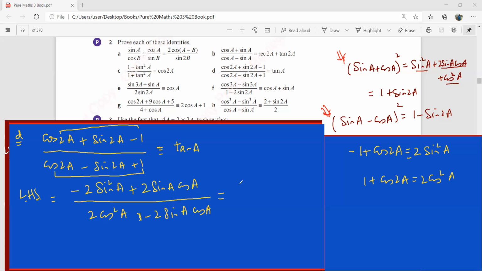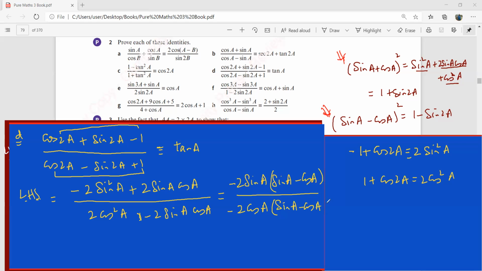Okay, so I'm going to take minus 2 sine a common from the numerator. So I have sine a and minus cos a inside the brackets. I'll take 2 cos a common from the denominator. Let me take minus 2 cos a so that I can have inside sine a minus cos a.